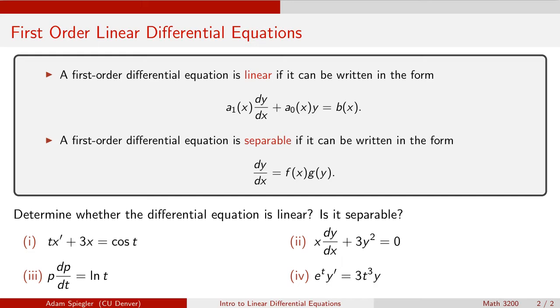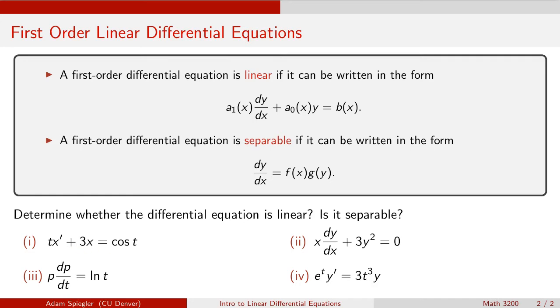So down below, we've got 4 different differential equations, and I'd like to just practice identifying whether each of these is linear. And while we're thinking about it, we might as well consider whether they would be separable as well. I think a good first step in this process is identifying what are the independent and dependent variables in the differential equation. So in differential equation 1, we have t times x prime plus 3x is cosine of t.